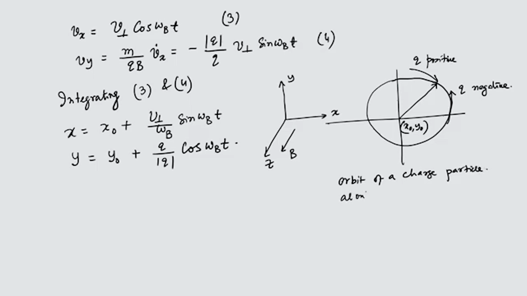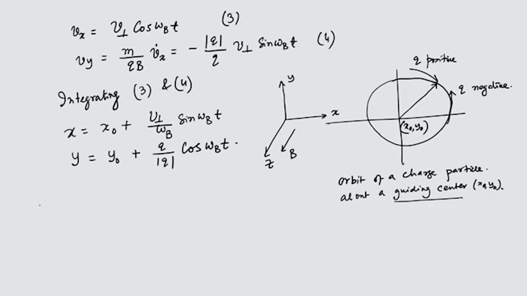About a guiding center x0, y0. Okay. So this is called a guiding center, this point about which the motion takes place, and this is pretty much the motion of a charged particle only in a magnetic field.